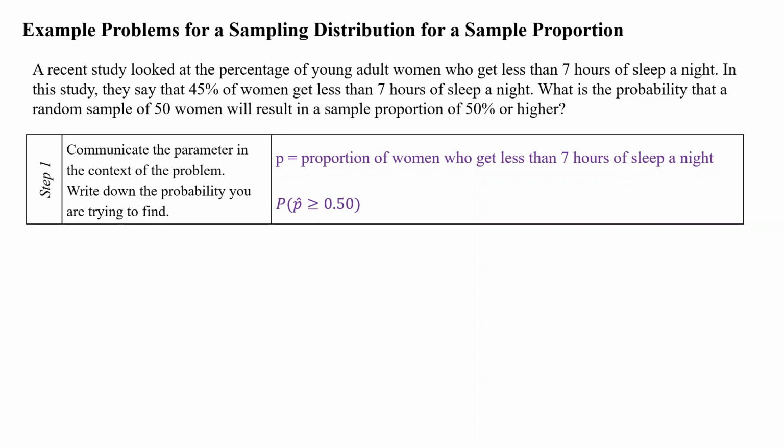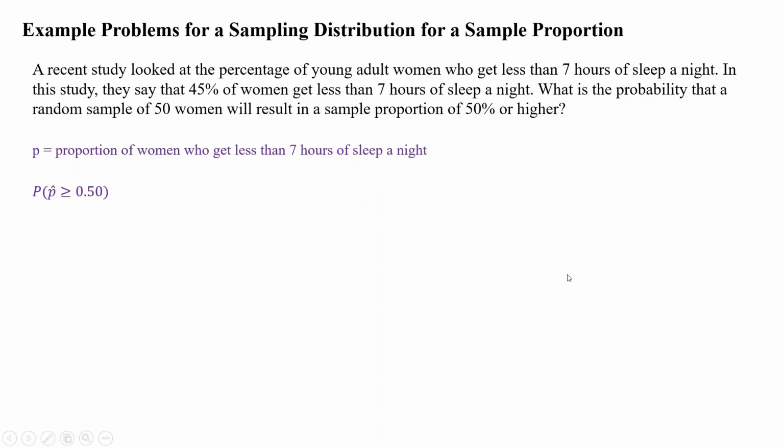Well, we want to find that in a random sample, we get a sample proportion. So p-hat is our sample proportion of 50% or higher. So we are trying to find this probability. So that's step one.